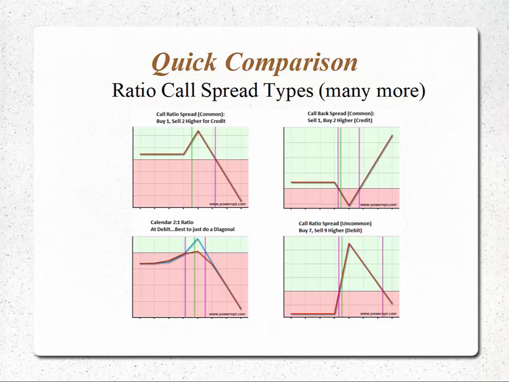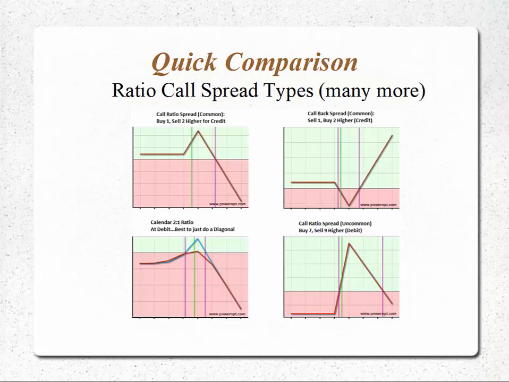It's probably going to be done at a debit. I'd want to buy the option further out in time, one contract, and then sell twice as many shorter term. In this case, it might just be best to keep a straight 1-to-1 diagonal, unless you can get a really good credit in this case.